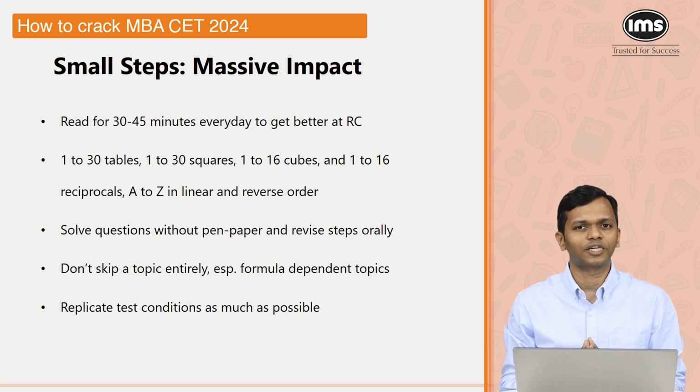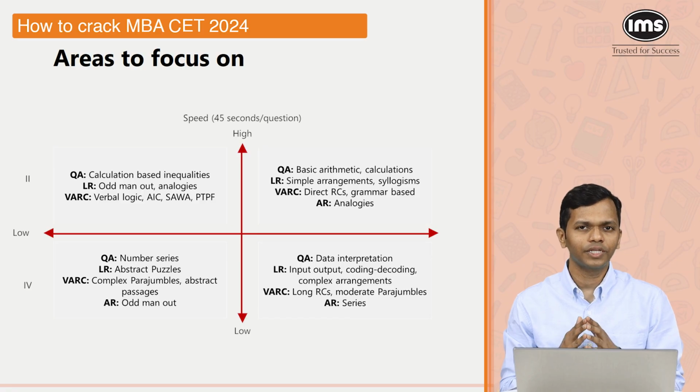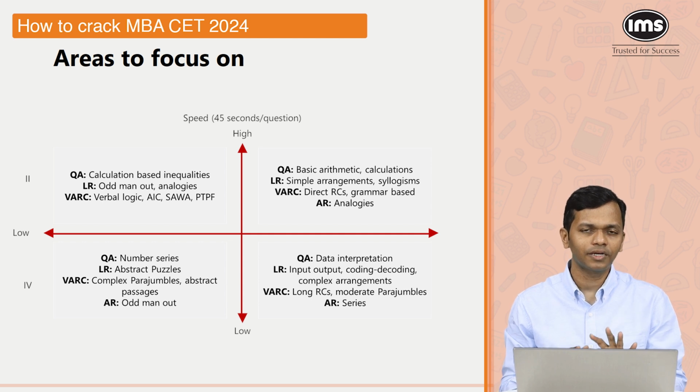Let's now move to the next section. So let's now talk about the areas that you should be focusing on if you want to crack CET. Now, what we have done is, based on the observations of the last several years, we have categorized the topics under 4 quadrants. The first quadrant, as you can see, refers to high speed, high accuracy. So these are the question types that you'll be able to solve faster and more accurately as well.